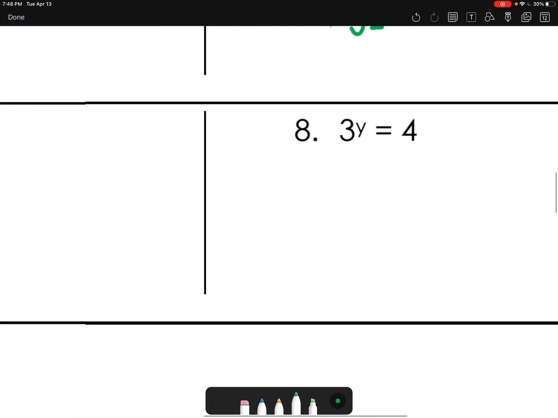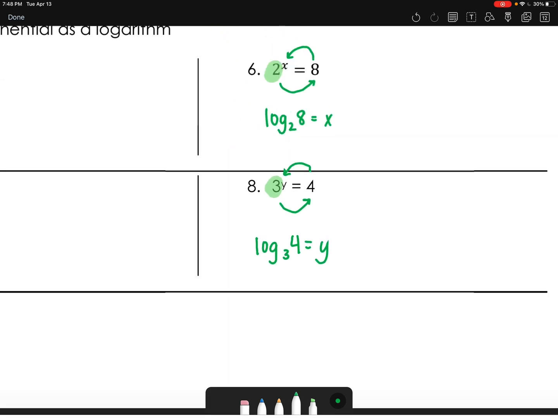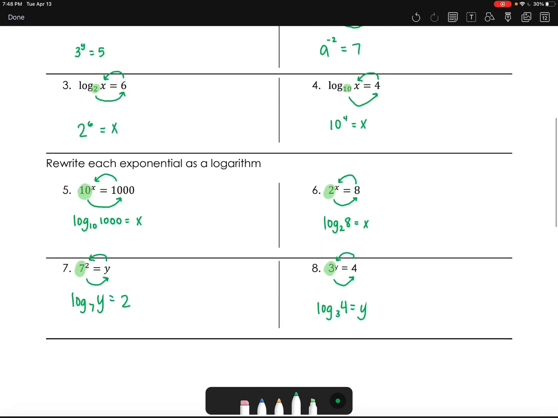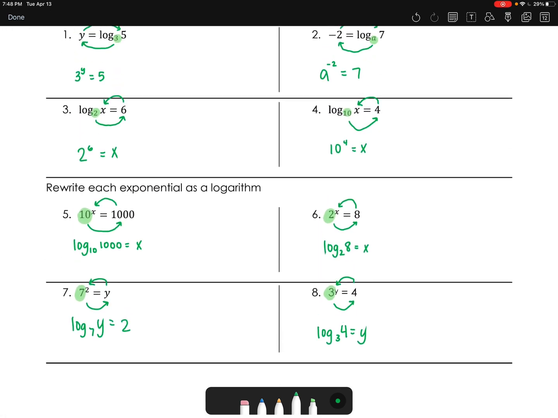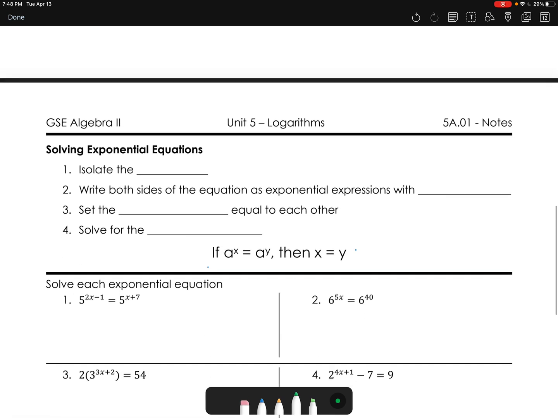In number 8, my base is 3, and I have log base 3 of 4 equals y in my circle. Okay? Hopefully you feel good about the notes so far. If you're stuck or need to see this again, feel free to rewind. But now we're going to talk about solving equations, both in exponential and logarithmic form.